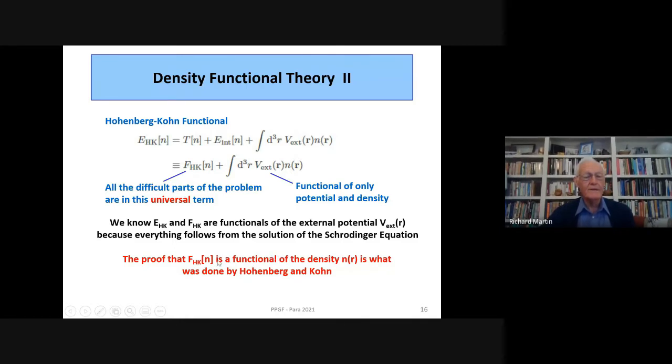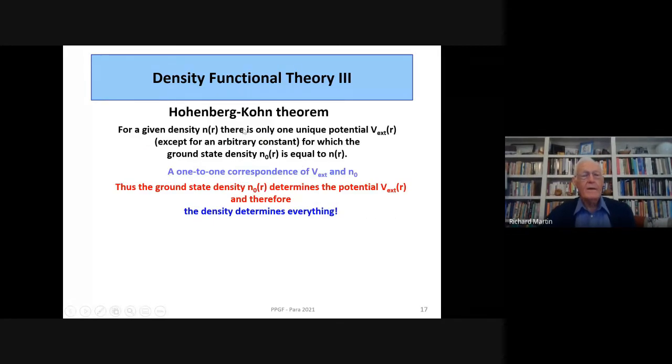The proof that it was a functional of the density is what Hohenberg and Kohn did. Their proof was that for a given density, there's only one unique potential, except for a constant which is arbitrary, for which the ground state density is equal to that chosen density. That means there's a one-to-one correspondence of the external potential and the density. And therefore the ground state density determines the potential, and therefore the ground state density determines everything. Everything.